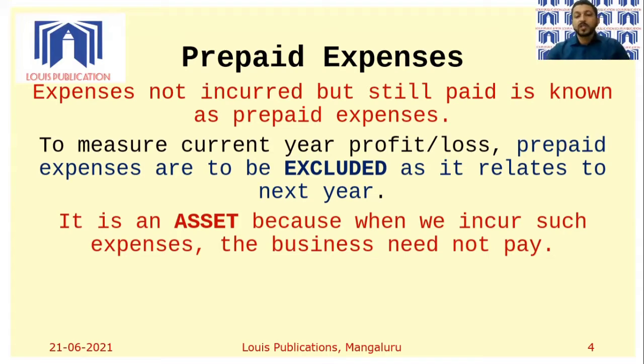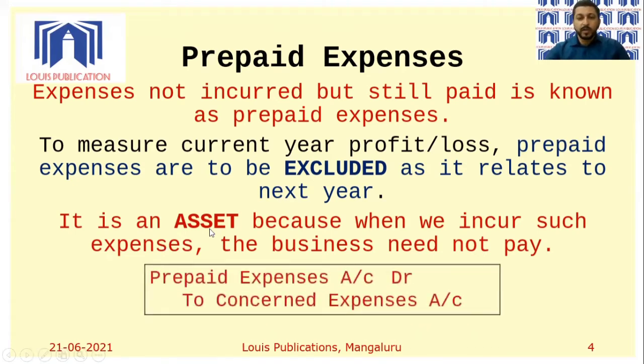Now, what is the adjusting entry for prepaid expenses? As we see, prepaid expense is an asset, and assets always show a debit balance. So the journal entry for prepaid expense would be: prepaid expenses account debited to concerned expenses account. Since prepaid expense is an asset, it will be debited to the concerned expenses account.